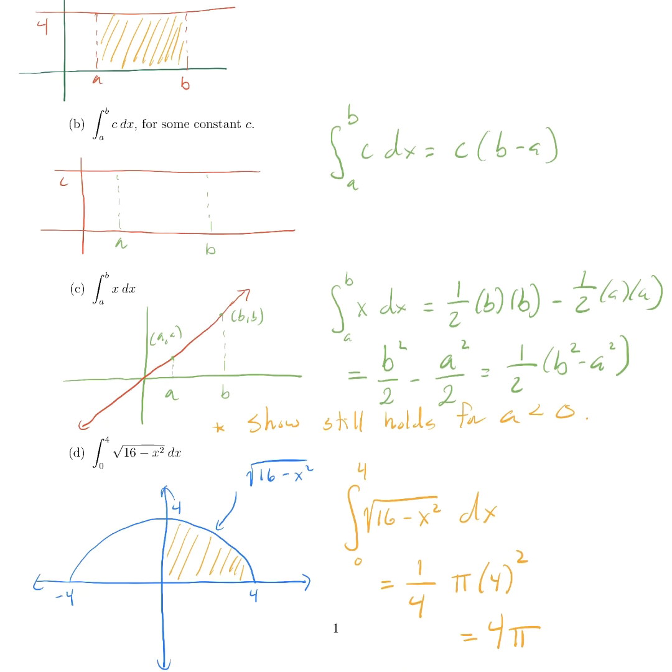Same thing, if we change the 4 to any constant, we're just finding the area of a rectangle, which we know how to find. It's whatever that constant value is times b minus a.